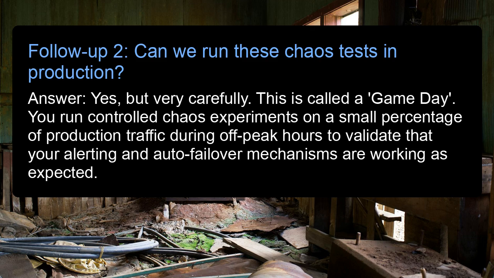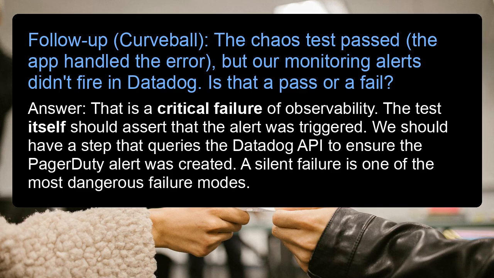Follow-up 2. Can we run these chaos tests in production? Answer: yes, but very carefully. This is called a game day. You run controlled chaos experiments on a small percentage of production traffic during off-peak hours to validate that your alerting and auto-failover mechanisms are working as expected.